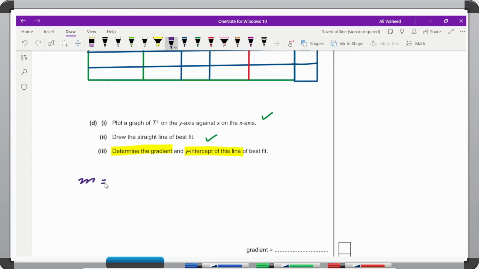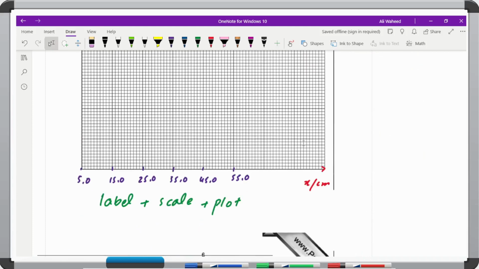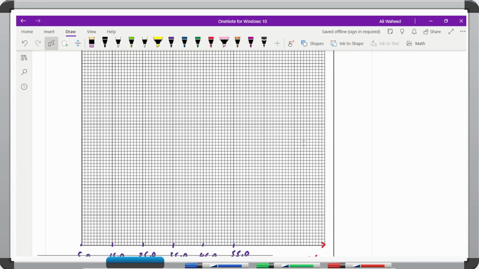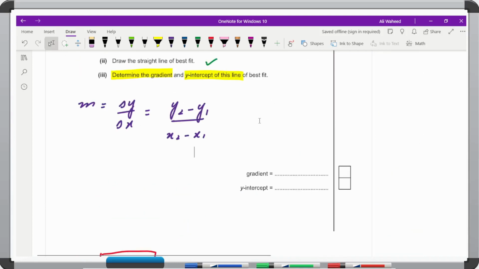For the gradient, we have the formula delta y, rise over run, or you can choose any 2 points on the line of best fit, and you can apply the formula y2 minus y1 over x2 minus x1. But before that, you have to choose 2 points on the line. Make sure that the points you have chosen, first of all, should be on the line of best fit.